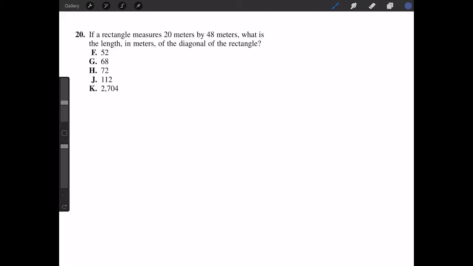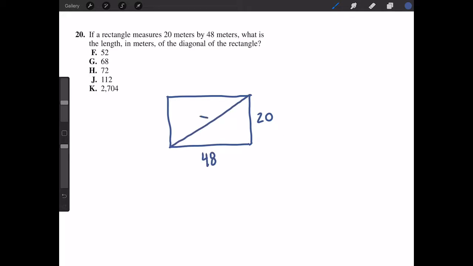Problem 20 reads, if a rectangle measures 20 meters by 48 meters, what is the length in meters of the diagonal of the rectangle? To solve this, we draw a rectangle, and the rectangle measures 20 by 48 meters. Now we want the diagonal right here. This is the measurement we want, x. Since this is a rectangle, when we draw the diagonal, we're creating a triangle that measures 20 by 48, and x corresponds to the hypotenuse.